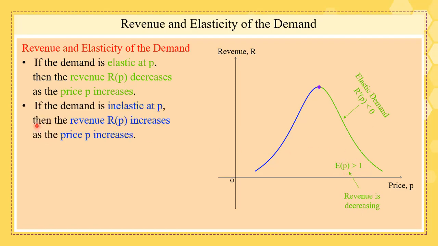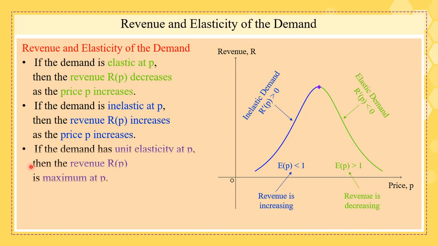Second, if the demand is inelastic at P, then the revenue R of P increases as the price P increases. As you see, the revenue function increases as the price P increases. Hence, inelastic demand yields that R prime of P is greater than 0. Thus, the revenue is increasing. That means the demand is inelastic, or E of P is less than 1.